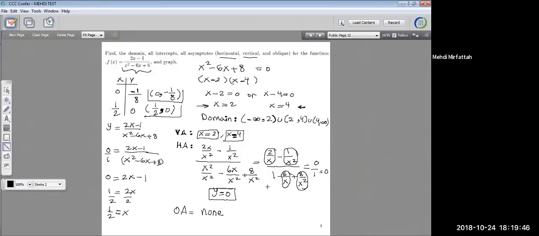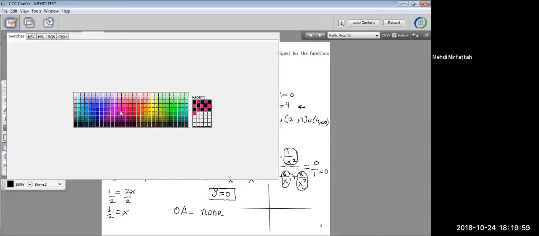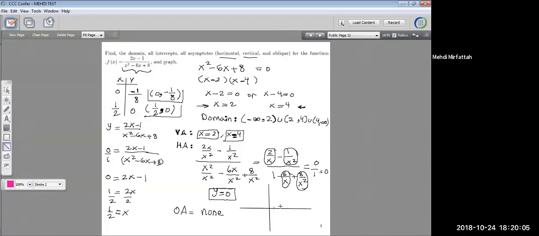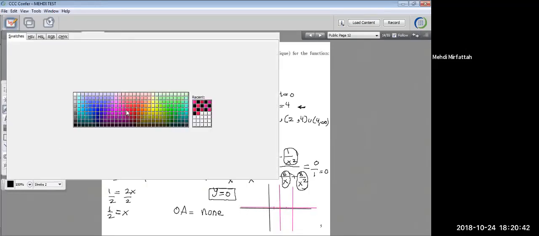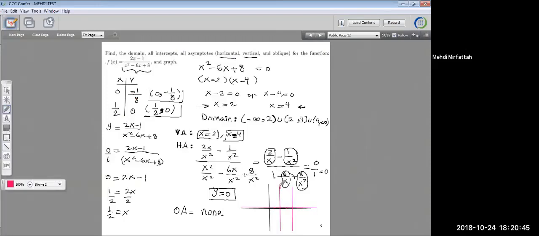So let's see if we can squeeze the graph down here. This is my y-axis, and this is my x-axis. x is equal to 2 would be one asymptote, so I'm going to put this line there. This should be a dotted line really. And x is equal to 4 would be maybe this line here. And y is equal to 0 would be the line that lies right on the x-axis. I'm going to do a little modification here to show these are dotted lines.